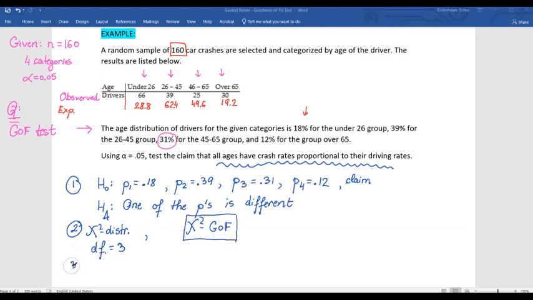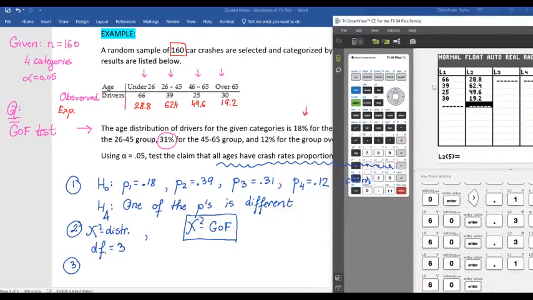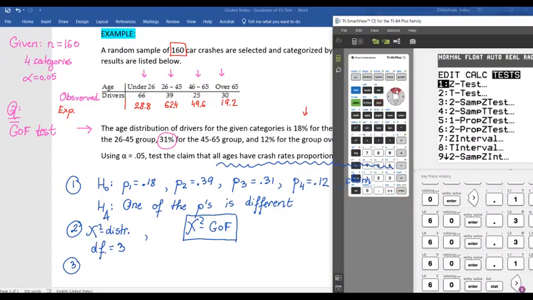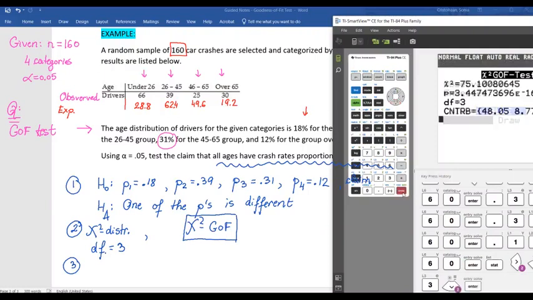So here we go. Let's take the calculator and do the test. We have the values in list 1 and list 2. So all we need to do now is as simple as get to stats, get to the test, and for the chi-square GOF, hit enter. Make sure you have observed and expected, and make sure you have the degrees of freedom, which in this case is 3, and simply calculate.